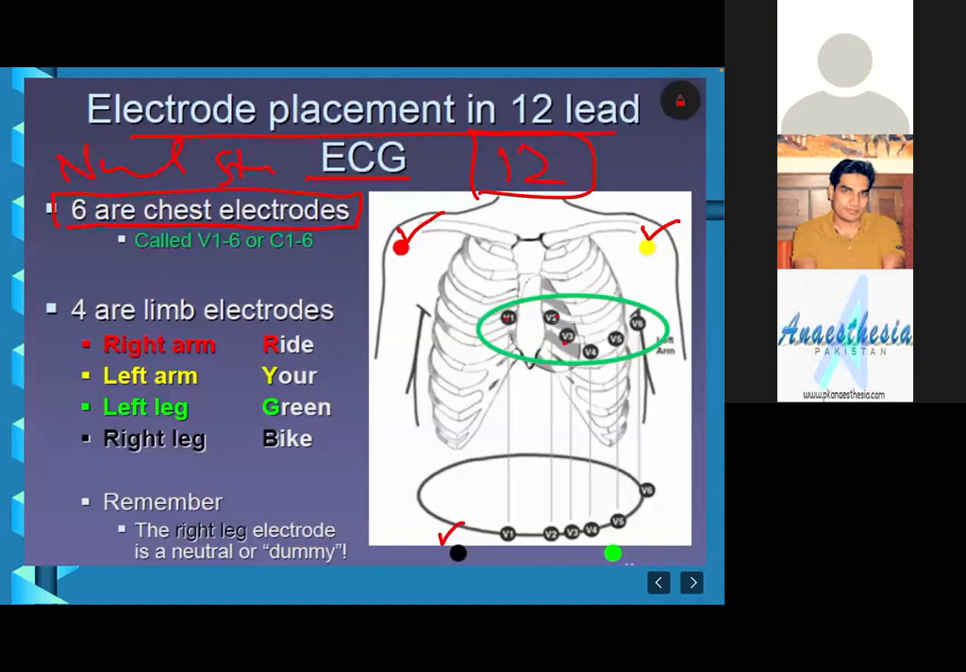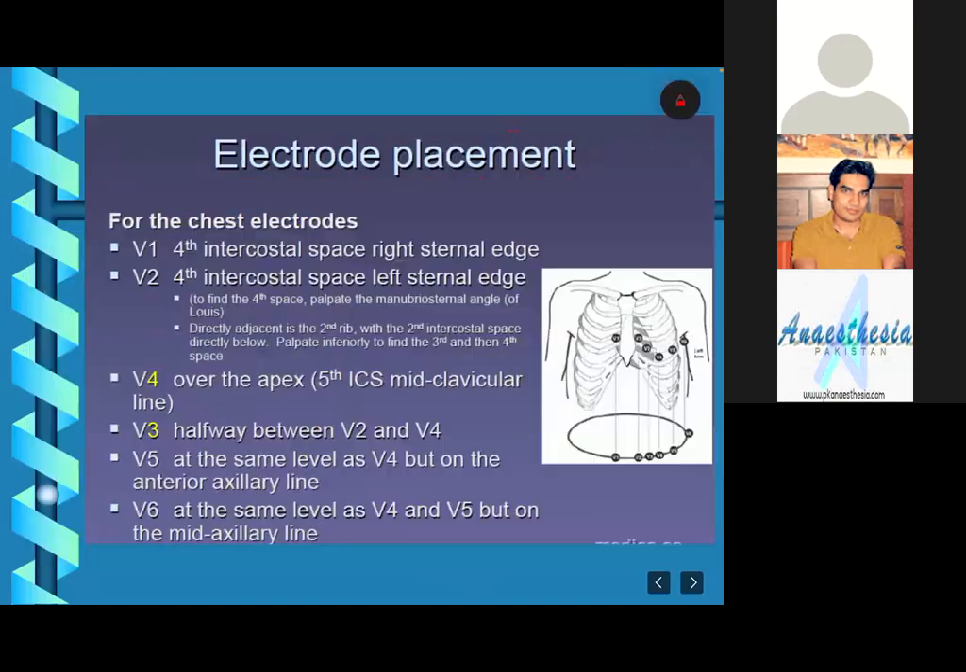So, discussing the ECG, we have the standard 12 lead ECG: 6 chest leads and 4 limb leads. The 4 limb leads include right arm, left arm, right leg, and left leg. In this, the right leg is the neutral one, usually black in color. Further, we will discuss where the ECG electrodes should be placed.